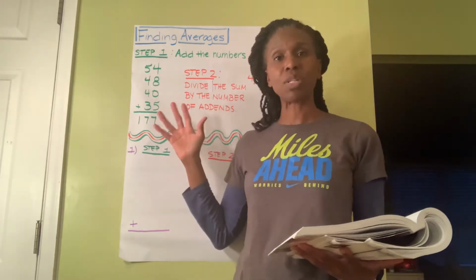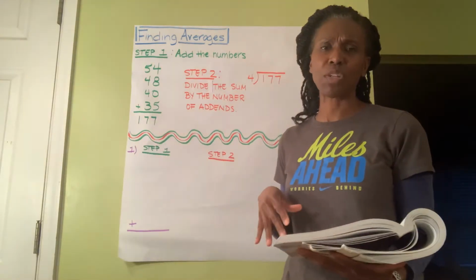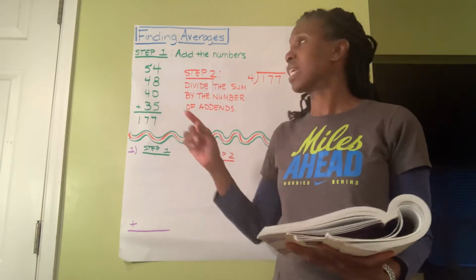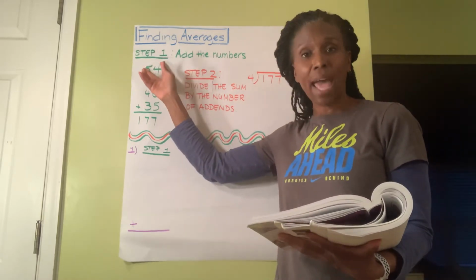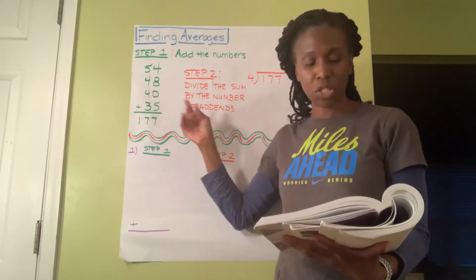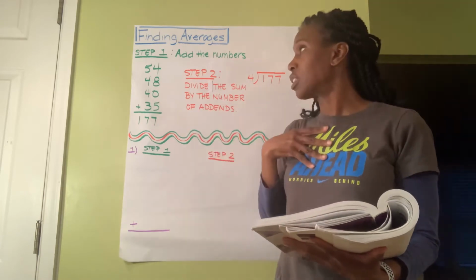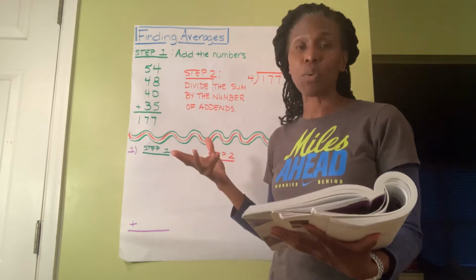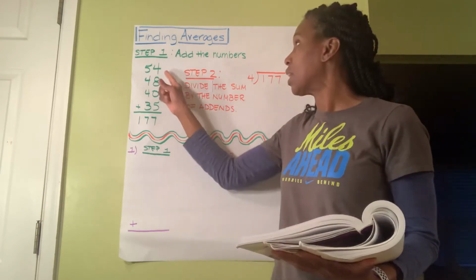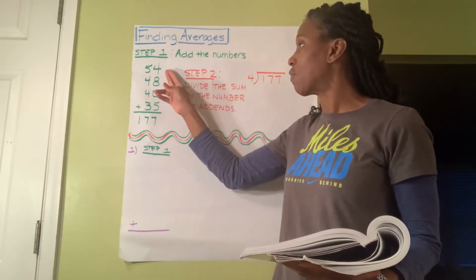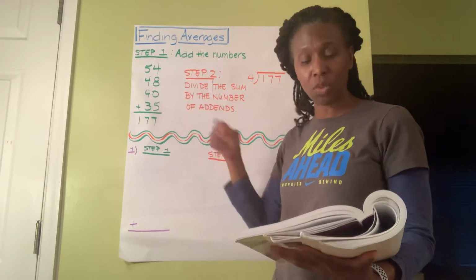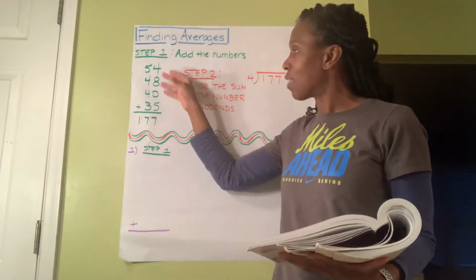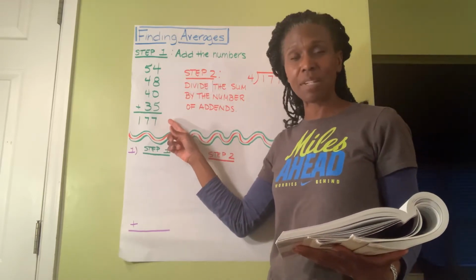Now, I went ahead and wrote down the information because it's right there in your packet, but I just wanted to talk us through it. All right, so to find the average, step number 1 is to add all of your scores, or all of the numbers that you're working with. For our situation here, these are the number of caribou that she's seen for the first 4 days. So the first step is to add the numbers: 54 plus 48 plus 40 plus 35. These are the number of caribou she saw on each day. We add them all together and we get 177.